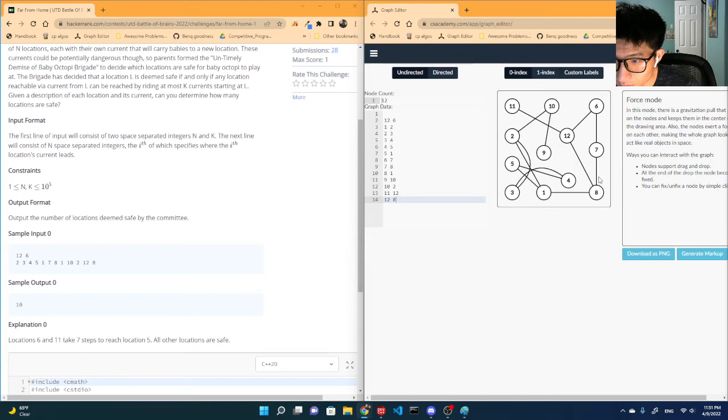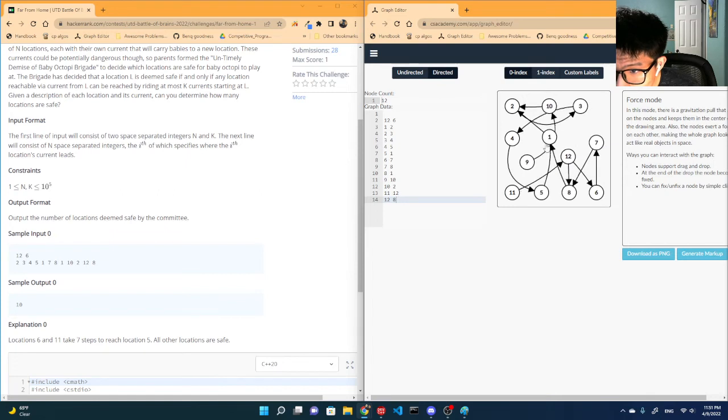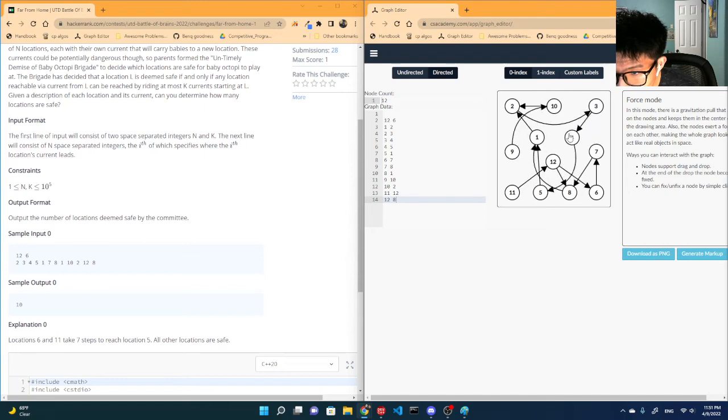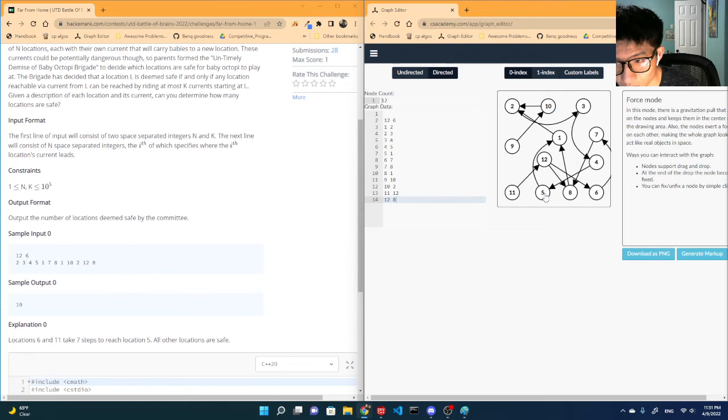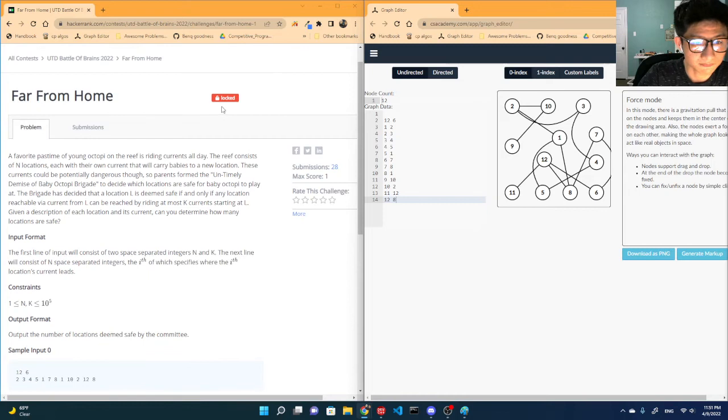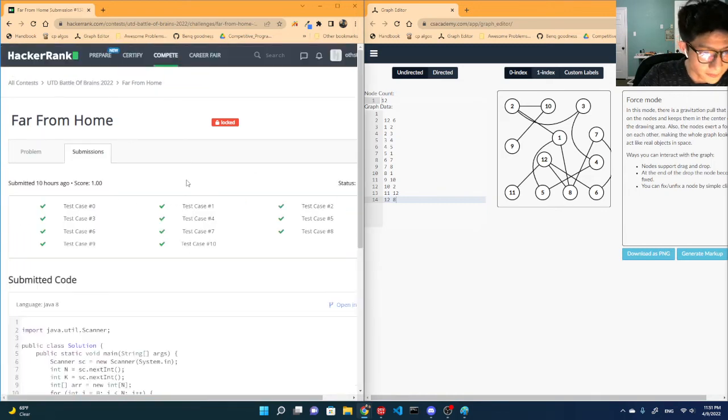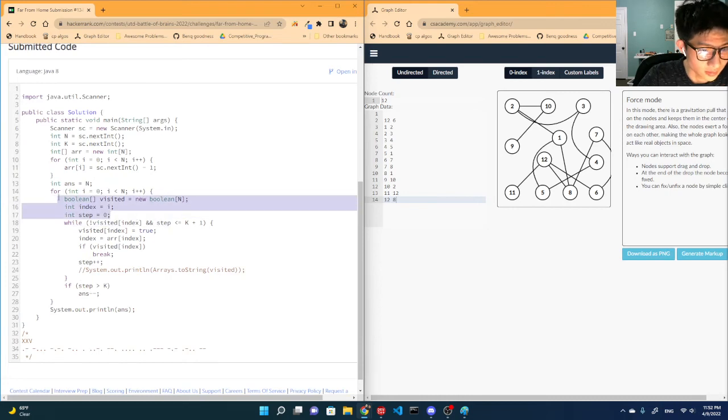Three, 4, 5. 1, 2, 3, 4. It takes 7 steps? How do you take 7 steps? One, 2, 3, 4, 5, 6, 7, 8, 9. Wait, 1, 2, 3, 4, 5. What? Let's see what Sam did. I'm gonna cheat. This is usually when I would ask Sam for help or for an explanation, but let's see what he did.